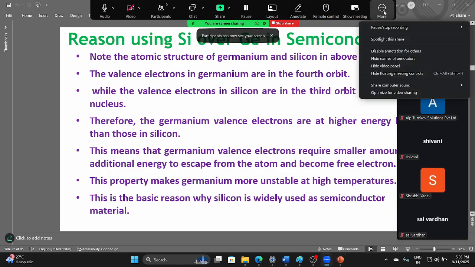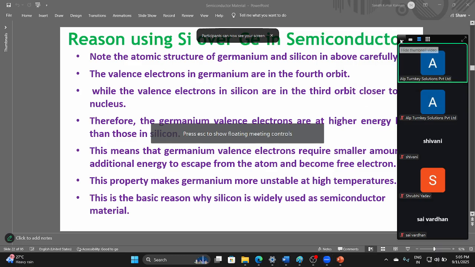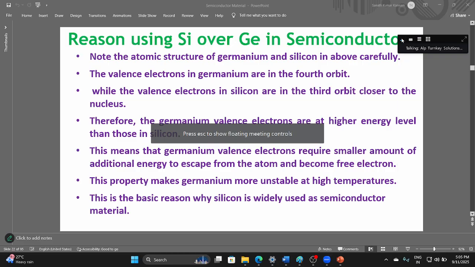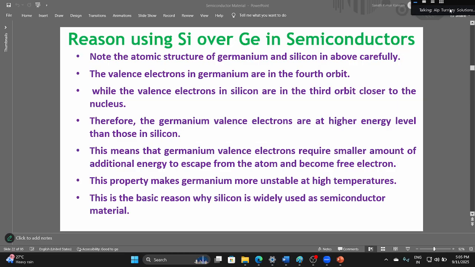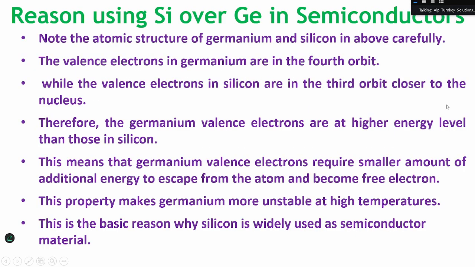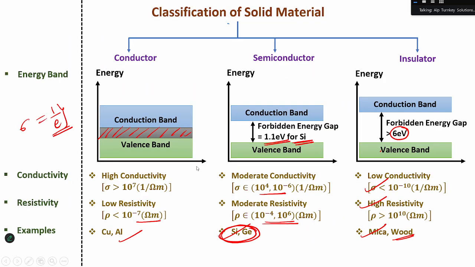So last class we saw the atomic structure, Bohr's atomic model, how the electrons move around the nucleus, and what is present in the nucleus. We discussed all of that in the last class. Today we'll discuss the classification of semiconductors.